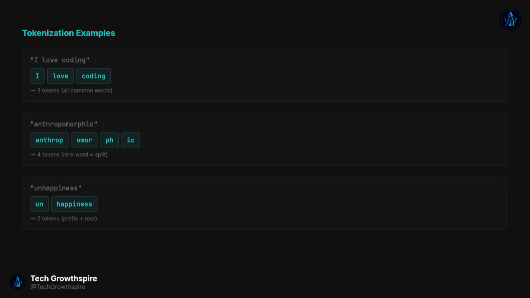Here's how it works. You start with individual characters as tokens. Then you scan training data and find the most common adjacent pair. You merge that pair into a single new token. Repeat thousands of times. Frequent combinations become single tokens. Rare words get broken into commonly shared pieces.